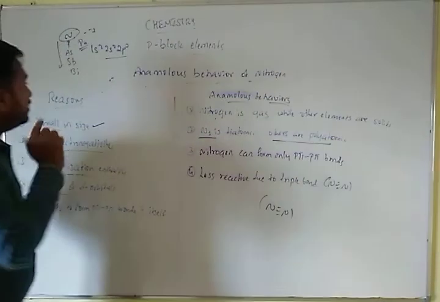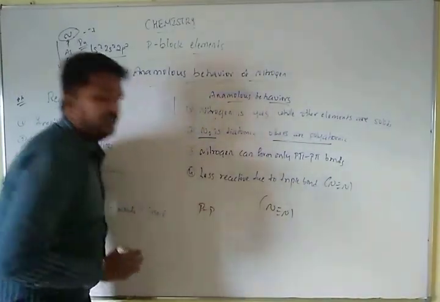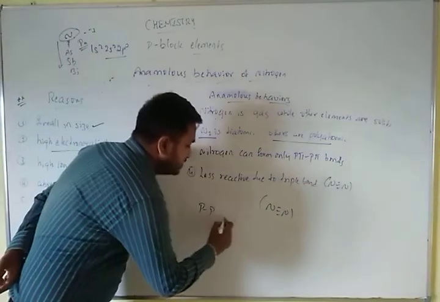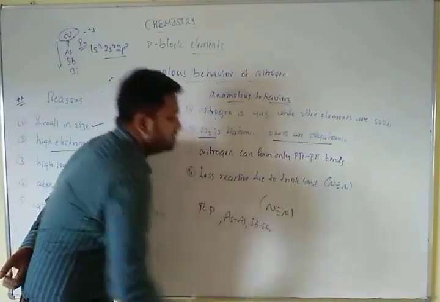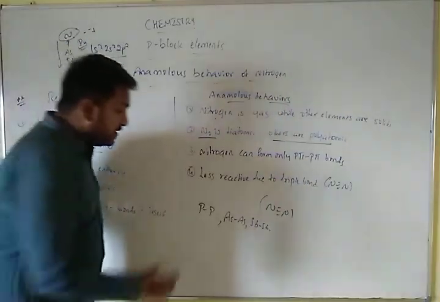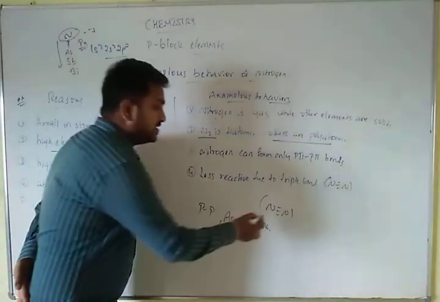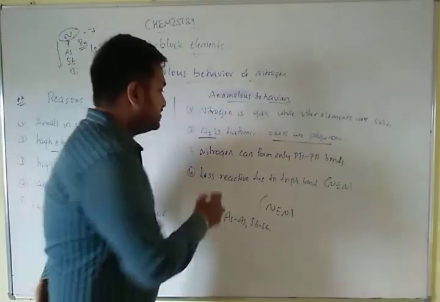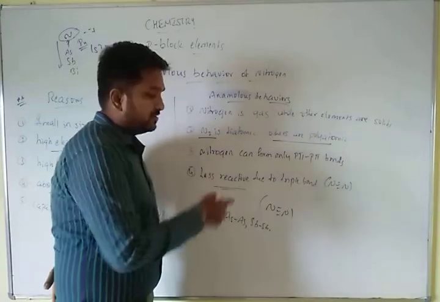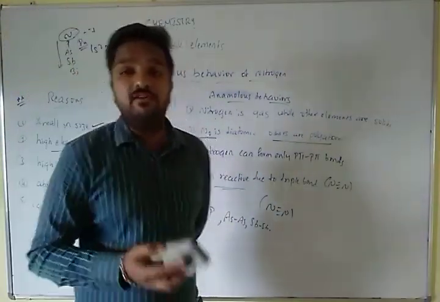Whereas all other elements, for example, phosphorus, exist as a single bond, and even arsenic also exists as a single bond, and bismuth, antimony also exist as a single bond. So it is very easy to break these bonds because there is only a single bond. Whereas in case of nitrogen, we need more energy to break the bond. So this is less reactive because of the presence of triple bond. So these are the anomalous behaviors of nitrogen.